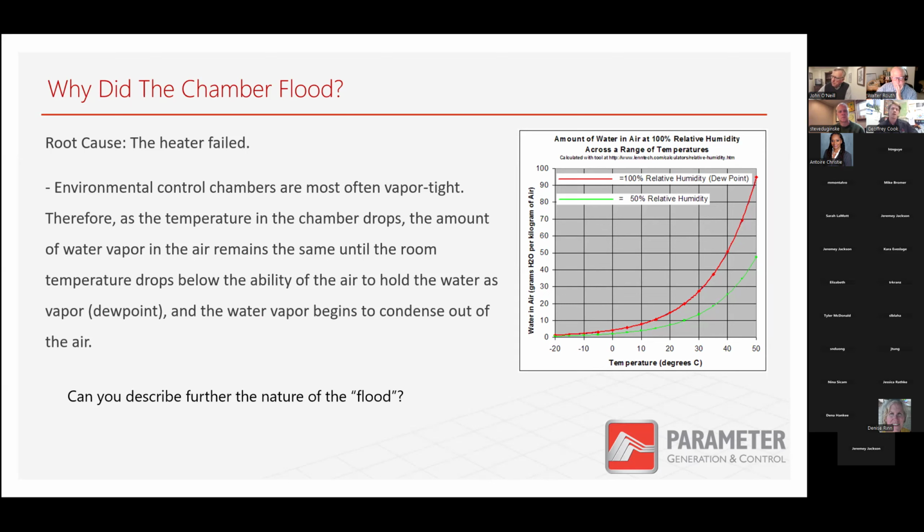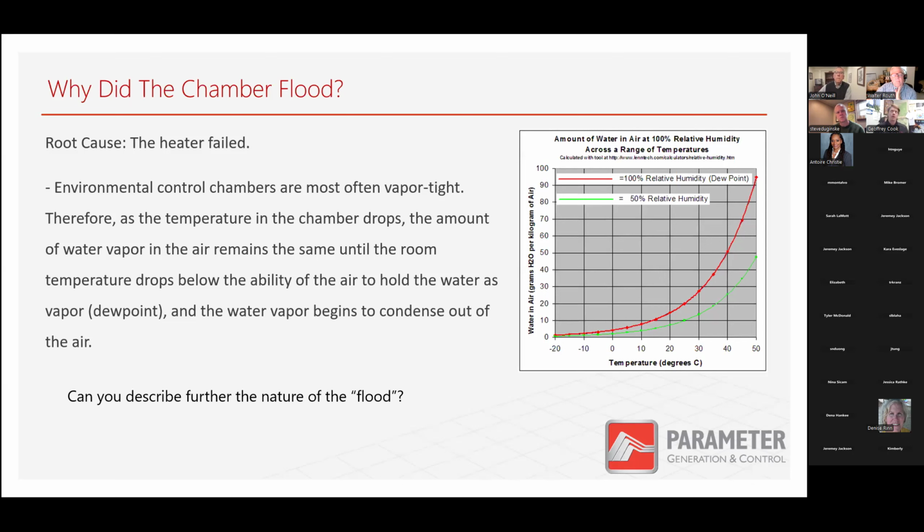But the root cause of why the chamber flooded was actually that the heater had failed. So oftentimes you will think you see water everywhere and you will be looking for the source of the water. The source of the water is actually just the atmosphere and how much water vapor is contained in that hot and humid atmosphere. The environmental control chambers are often vapor tight to maintain that stable atmosphere.